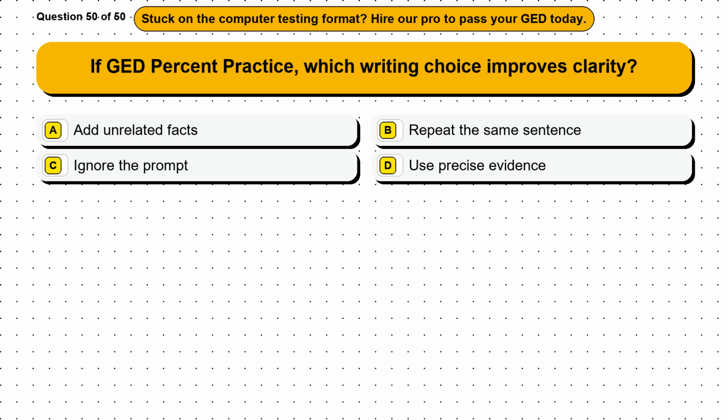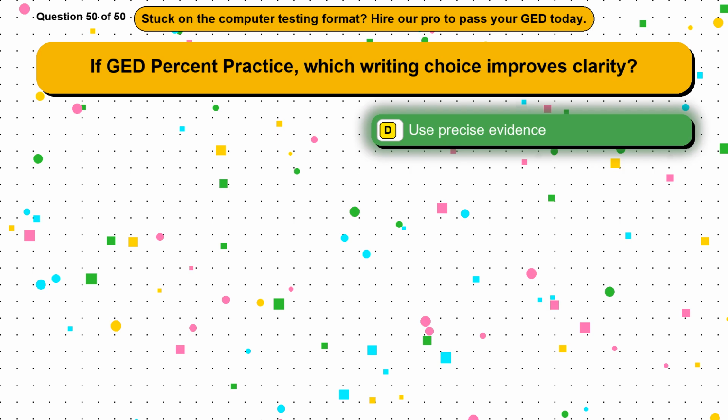Question 50. If GED percent practice, which writing choice improves clarity? Option A, add unrelated facts. Option B, repeat the same sentence. Option C, ignore the prompt. Option D, use precise evidence. The correct answer is option D.